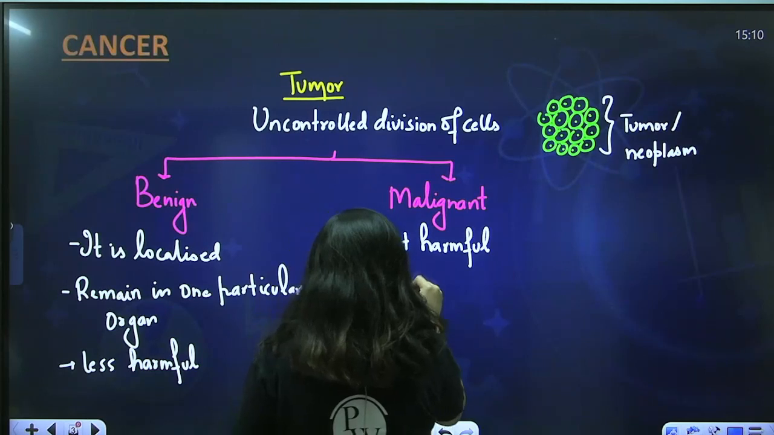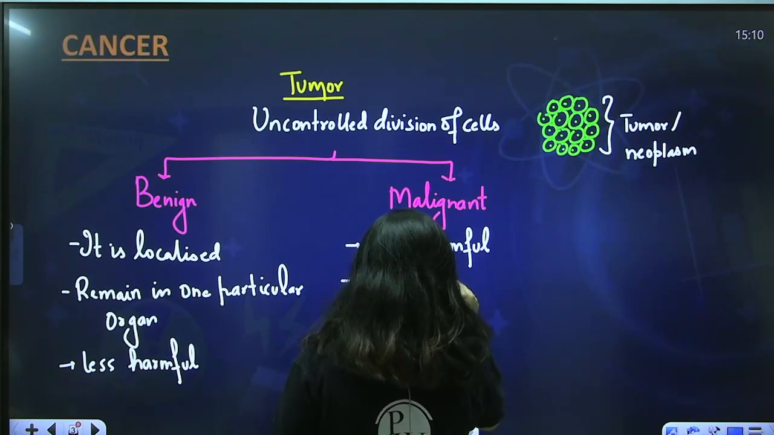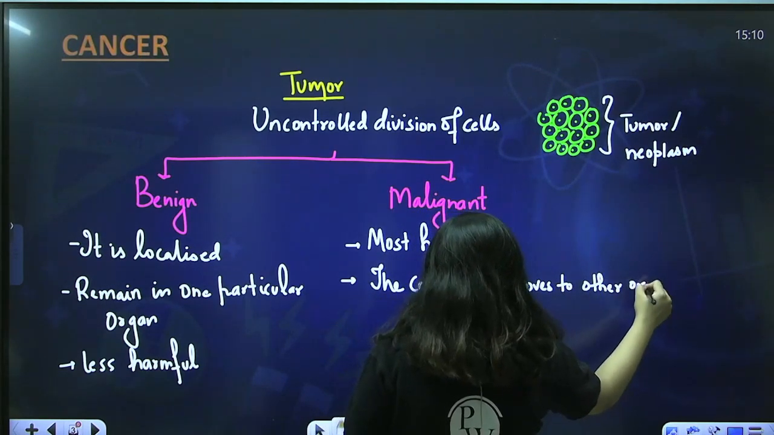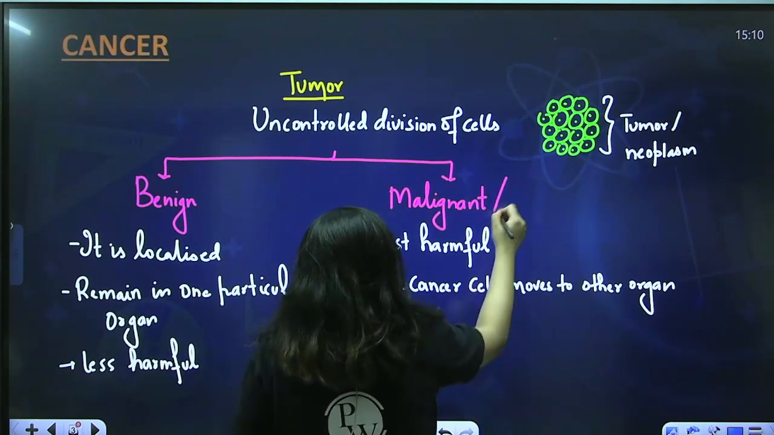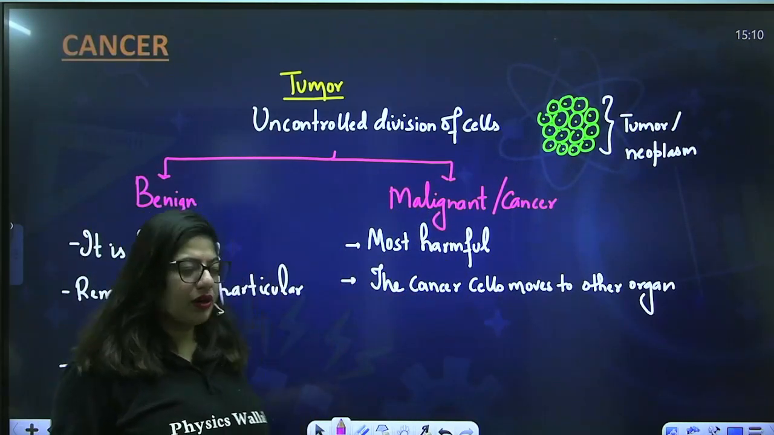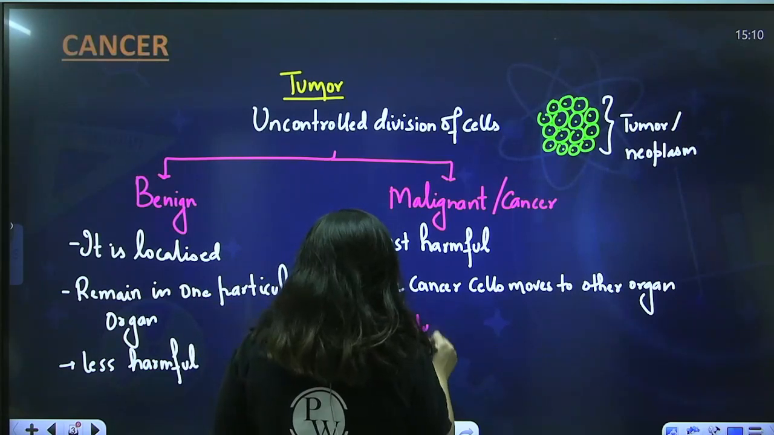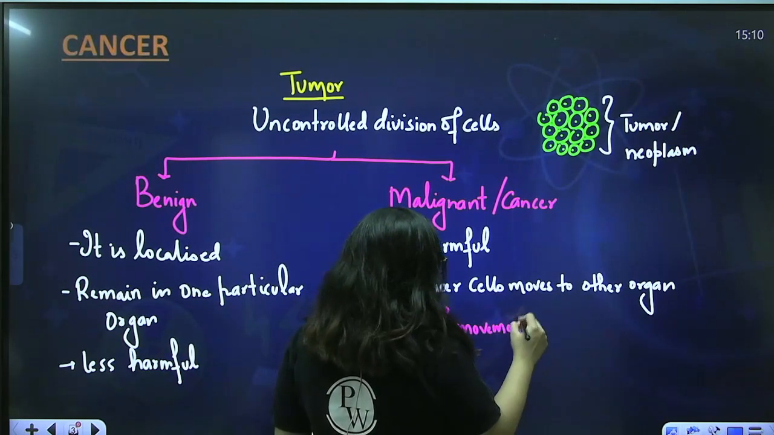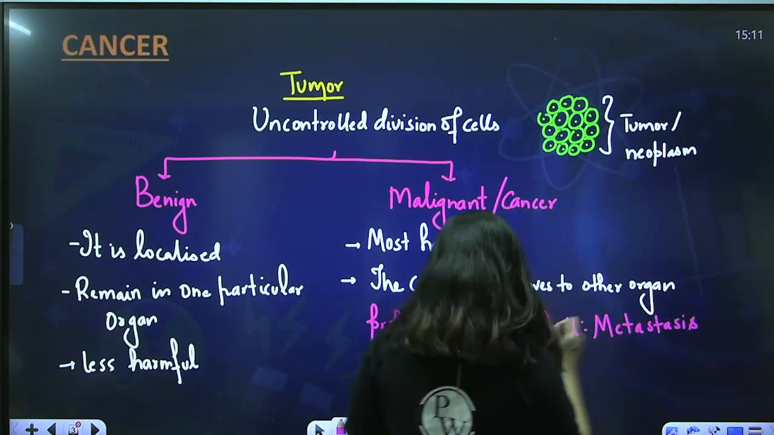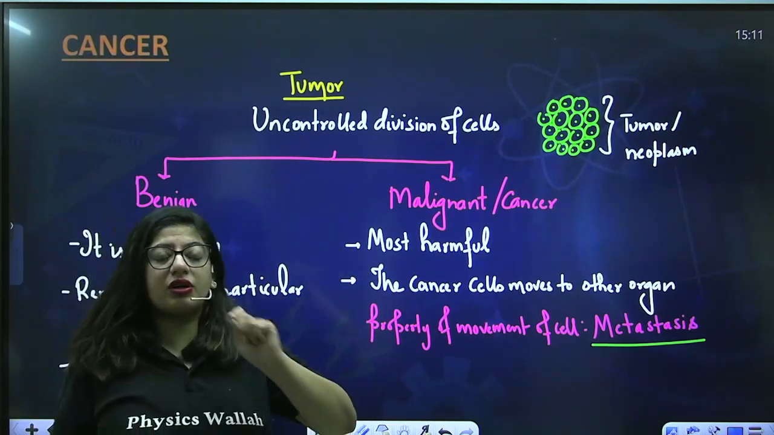The cancer cells move to other organs. Now I have used the word cancer, so that means the word cancer is particularly used for a malignant tumor. So a malignant tumor is known as cancer. The benign one you usually call just a tumor. So this one moves to other organs. This property of movement of cells is known as metastasis. Metastasis is a feature of which cells? Cancer cells. In which tumor? Malignant tumor, not in the benign tumor.